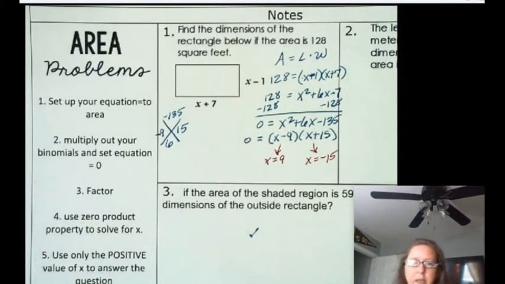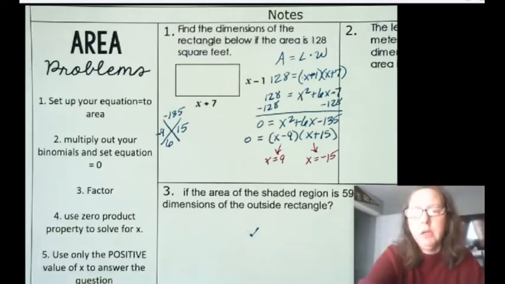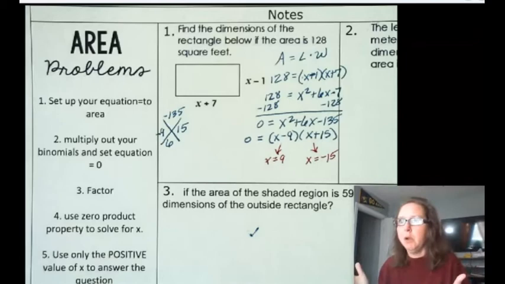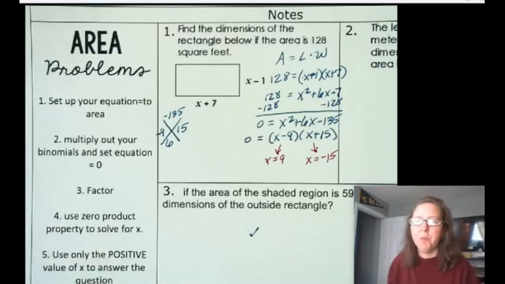And finally, step 5, use only the positive value of x to answer the question. Why only the positive value? Because we are talking about dimensions of a figure. And so if I was measuring a yard, let's say it's 3 feet by 5 feet, I couldn't ever have a negative 3 feet part of a yard. It always has to be the positive value, okay?